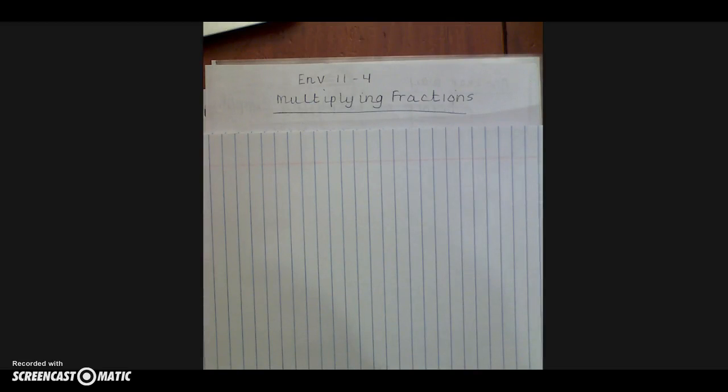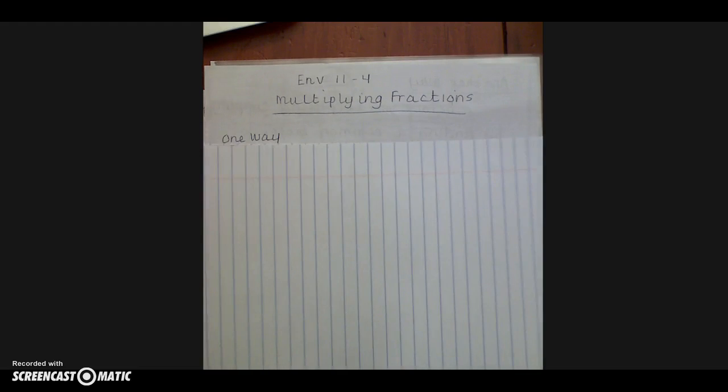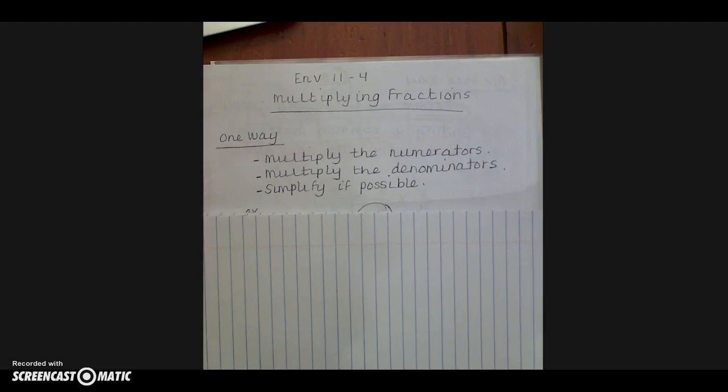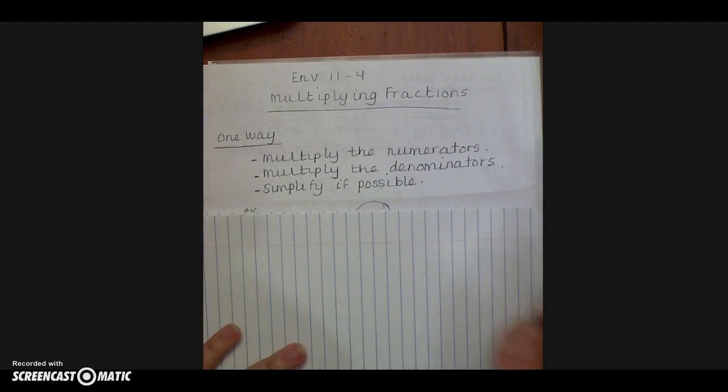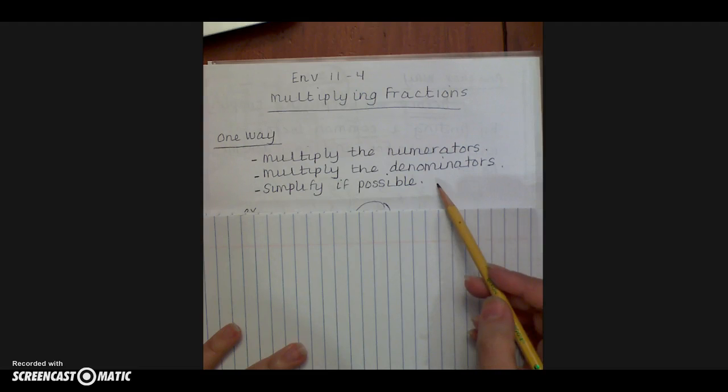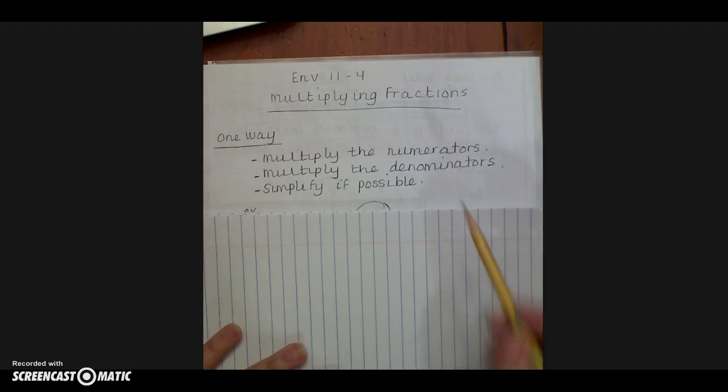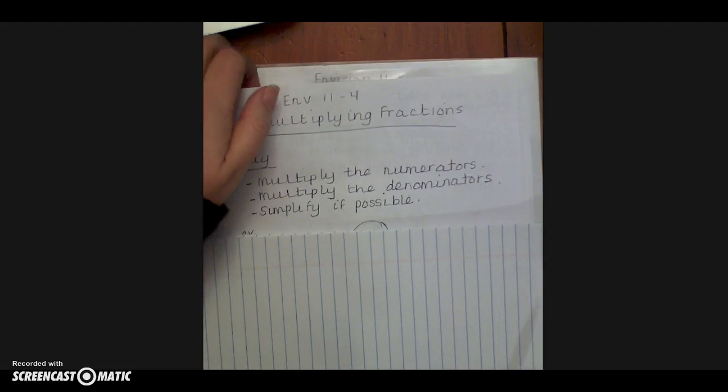Okay, tonight we're going to be doing Envisions 11-4, multiplying fractions. There's going to be two ways to do that. For the first way, we're going to multiply the numerators, then multiply the denominators, and if possible, we will simplify our final answer. Let's go ahead and do some examples of that.